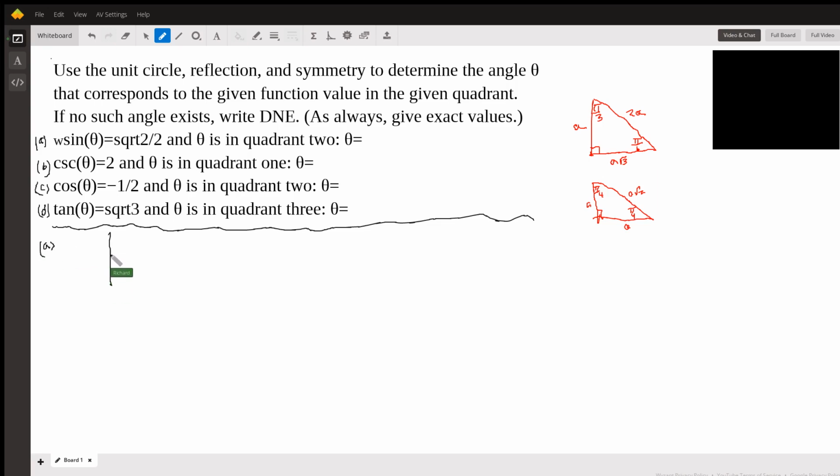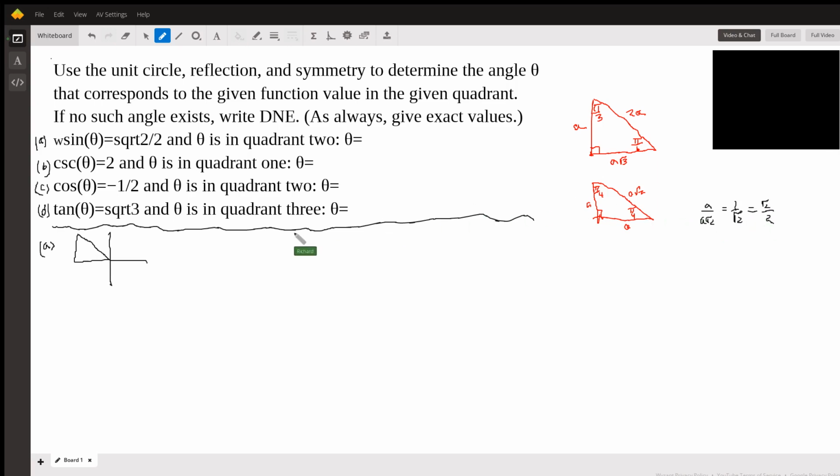So the sine is square root of 2 over 2. And we're in quadrant 2. So let's go in quadrant 2. And you might think, well, how do we get square root of 2 over 2? Which of these things involves square root of 2? Well, it's the 45, 45, 90. And so if you look at the angle, it's a over a root 2. Well, a over a root 2 is going to be 1 over the square root of 2, which is square root of 2 over 2.